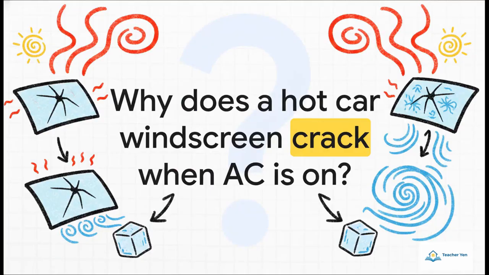To make sure we're zeroing in on exactly what you need to know, we're going to solve real exam questions today. And we're starting with this classic puzzle right out of your textbook. A car is sitting in a parking lot, just baking in the intense sunlight. The driver gets in, cranks the air conditioning, and the absolute moment that cold air hits the glass, the windscreen cracks. Why does that happen? Keep this specific mystery in the back of your mind, because by the end of our time today, you'll be able to answer it perfectly.